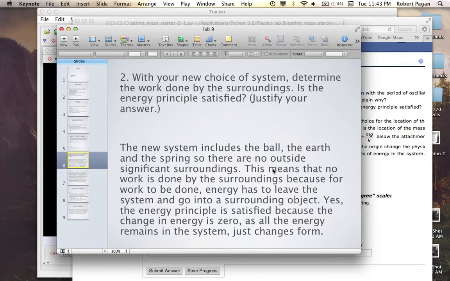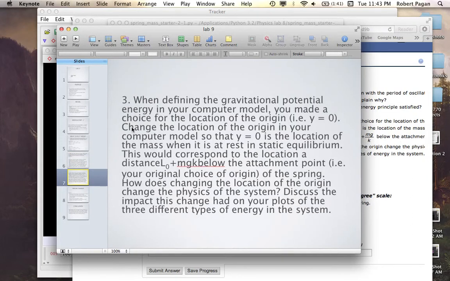So for work to be done, energy has to leave the system and go into the surrounding object. That doesn't happen here because all these things are included in the system. And the energy principle is satisfied because the change in energy is 0. So yeah, the energy just stays in the system.